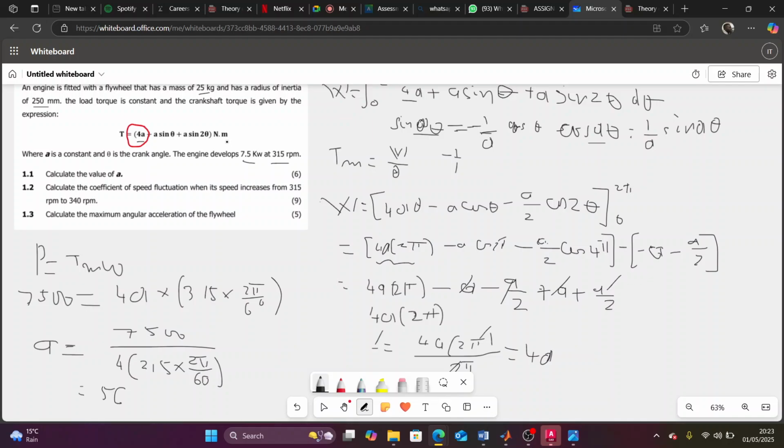Then we substitute A. If we substitute there, you're going to have 4 multiplied by 56.84.